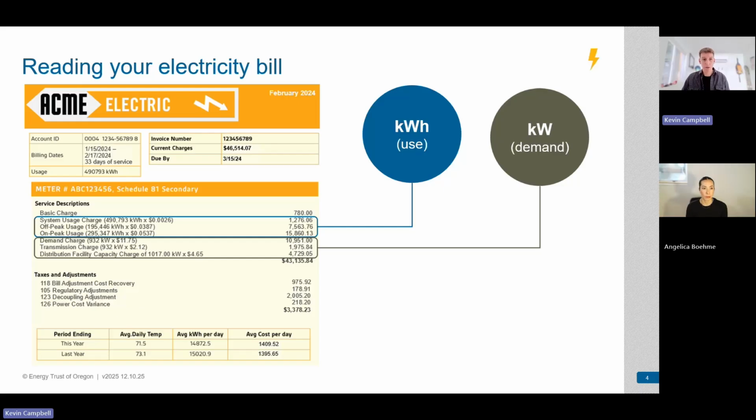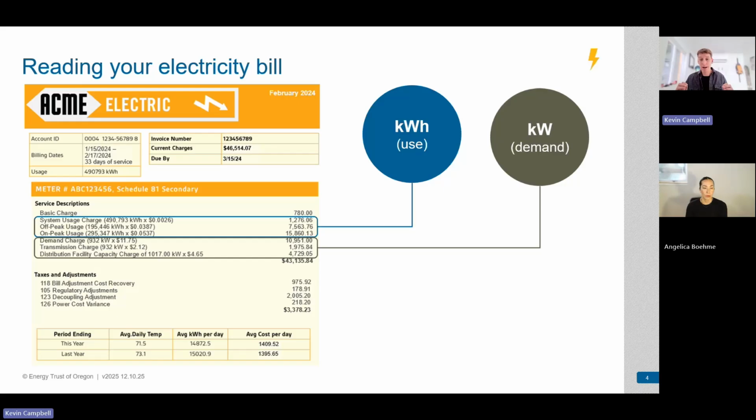Now, if we scroll down from there, we'll see there are a couple of other line items. These are the demand charge, the transmission charge, and the distribution facility capacity charge. These all have kW in the line item description. Now that's short for kilowatts, and kilowatts is a measure of your facility's demand or your peak demand. That's not the energy use. That tells us how much power your facility is pulling at any given time.